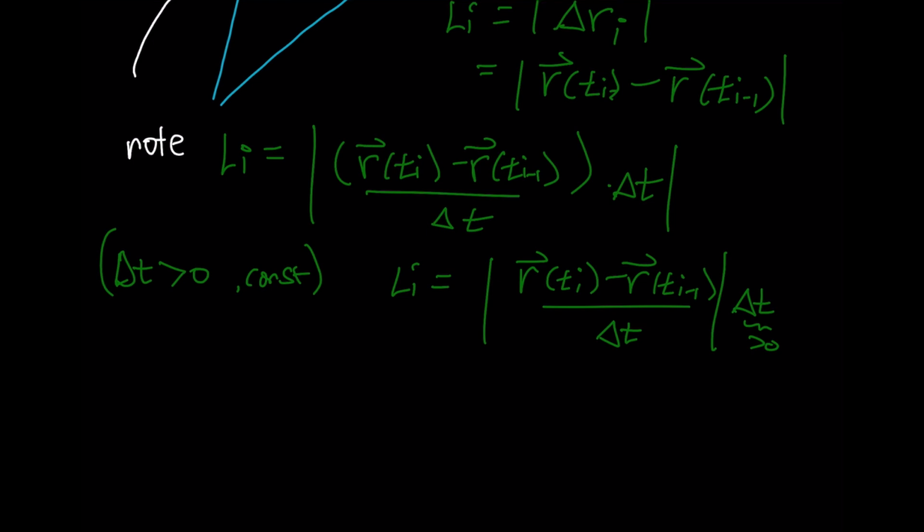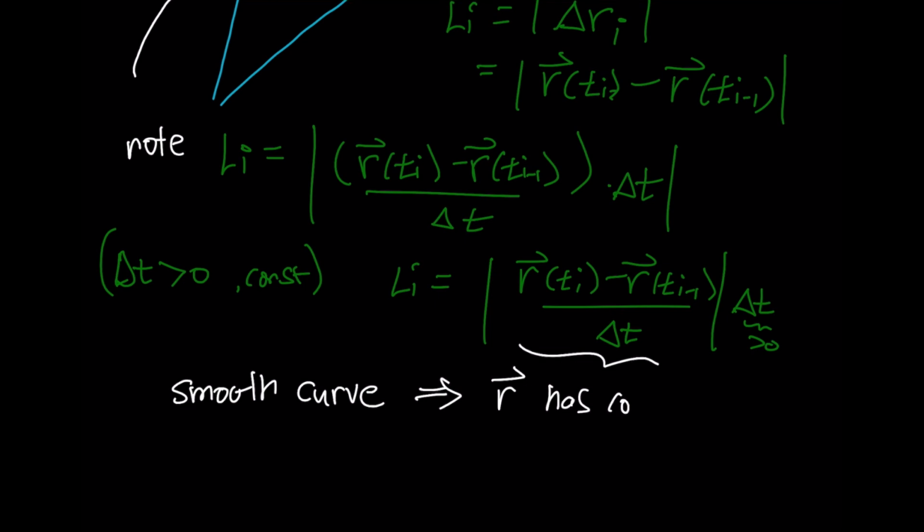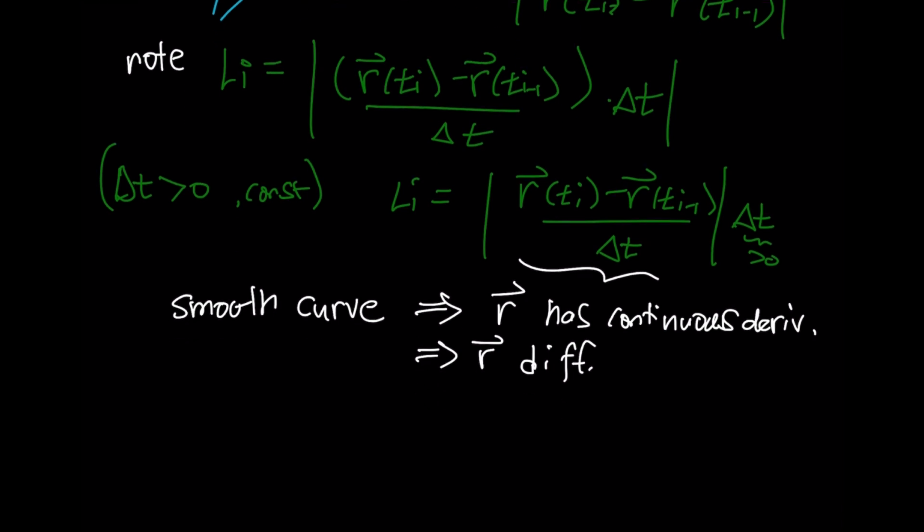Because I have a smooth curve, this path has a continuous derivative. That means the derivative exists. That tells me that this function r is differentiable. If the function is differentiable, by properties of calculus, it also has to be continuous. And because it's continuous, the mean value theorem applies.